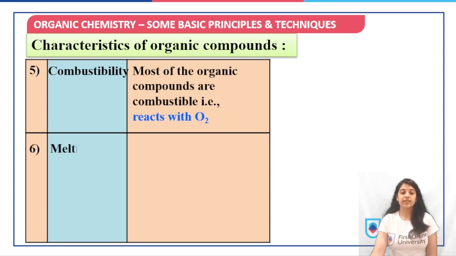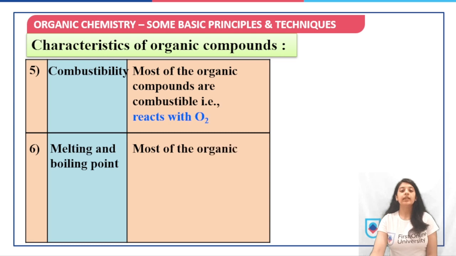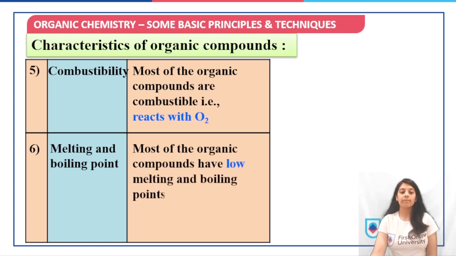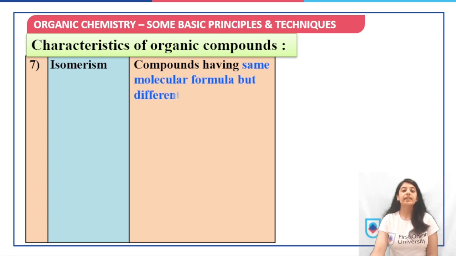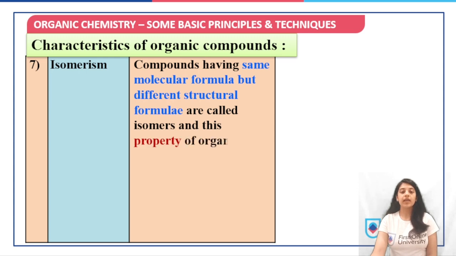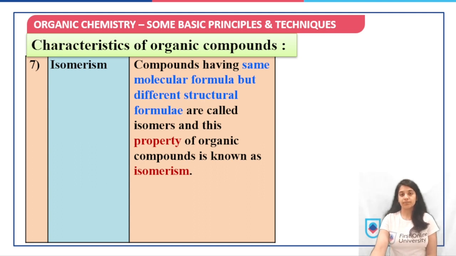Sixth characteristic is the melting and boiling point. Now, most of the organic compounds have low melting and boiling points. The seventh characteristic is isomerism. The compounds that have the same molecular formula but different structural formulae are called isomers, and this property of organic compounds is known as isomerism.